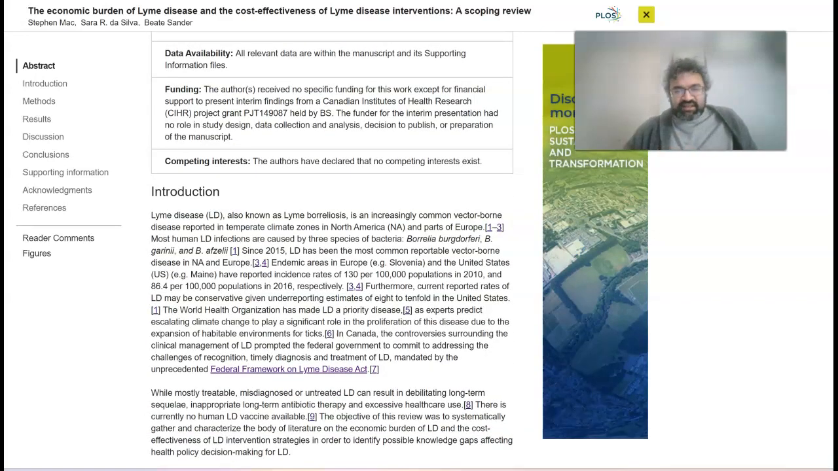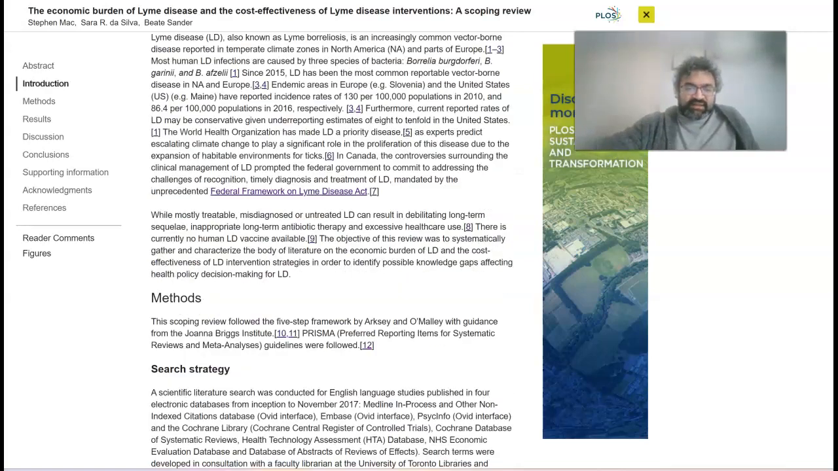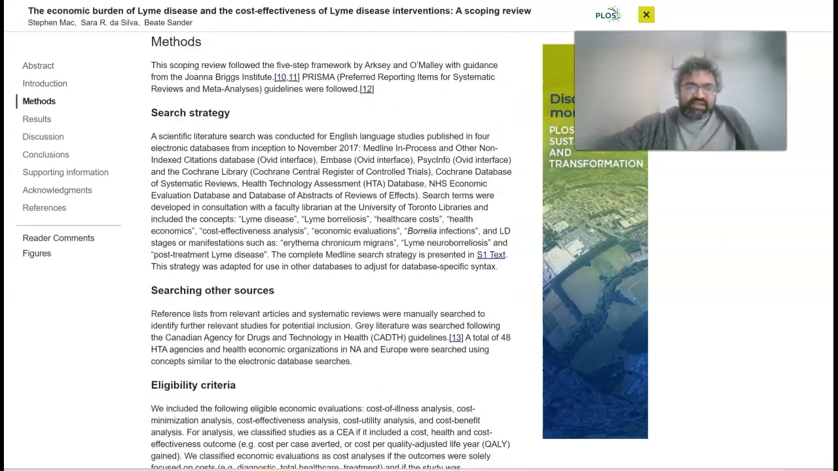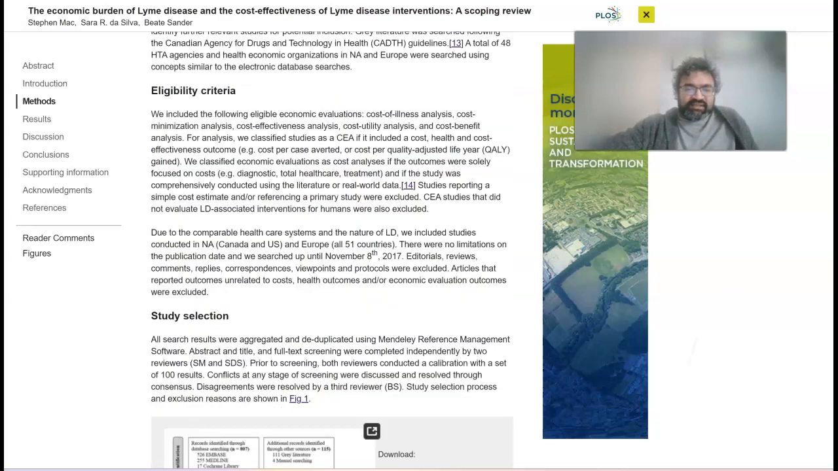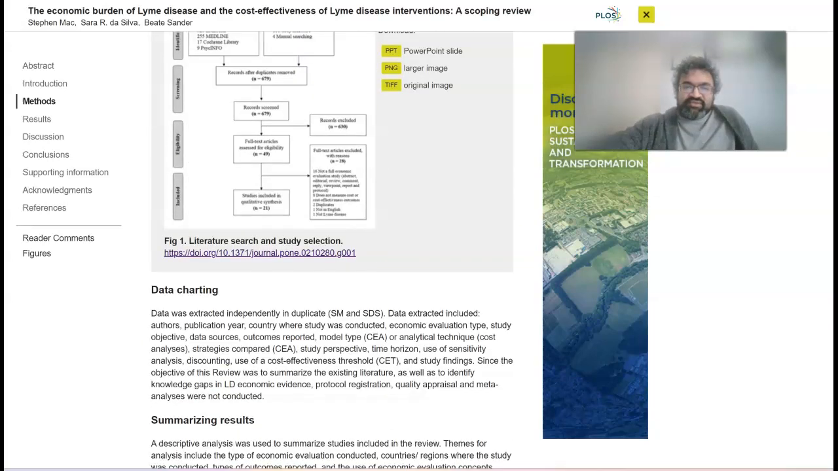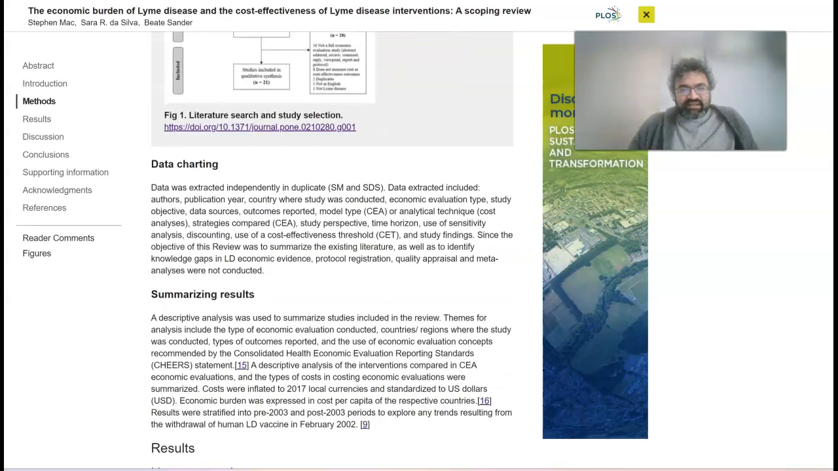Now, understanding Lyme disease in the United States, 130 per 100,000. Other countries do not quite have that amount. The search strategy actually used PRISMA. That's one that I'm familiar with, and some of my students use. And then data were extracted from different places.